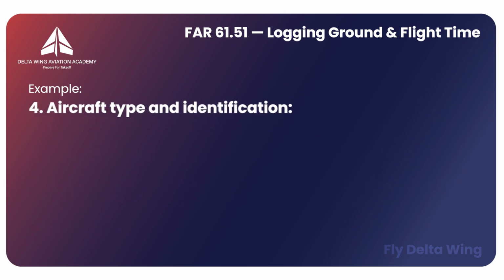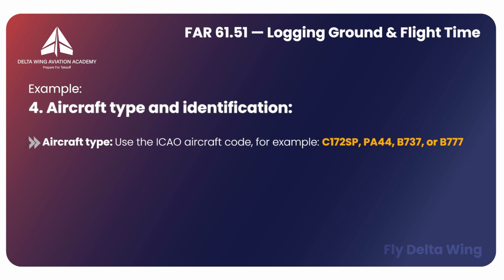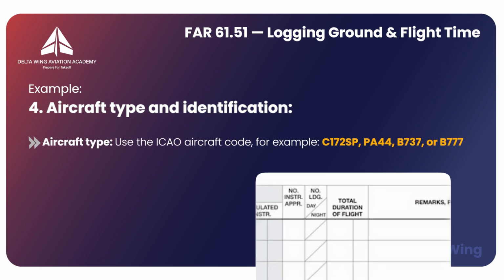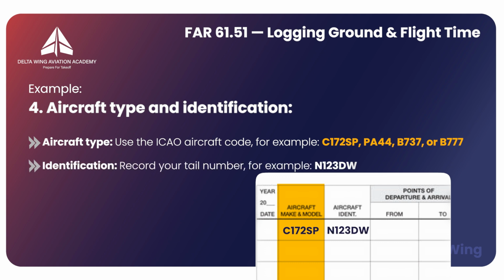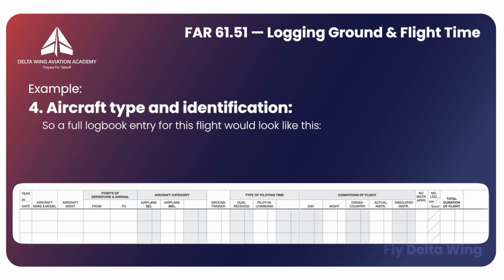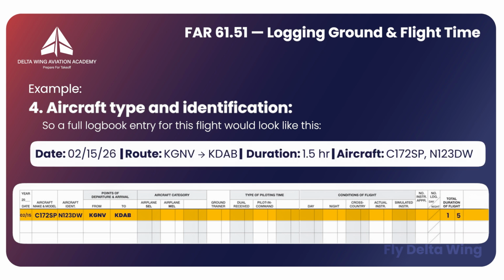4. Aircraft type and identification. Aircraft type: use the ICAO aircraft code, for example, C172SP, PA28, B737, or B777. And identification: record your tail number, for example, N123DW. So a full logbook entry for this flight would look like this. Date, February 15th, 2026. Route, KGNV to KDAB. Duration, 1.5 hours. Aircraft type, C172SP. Aircraft identification, November 123 Delta Whiskey. And that's how you properly log your flight.